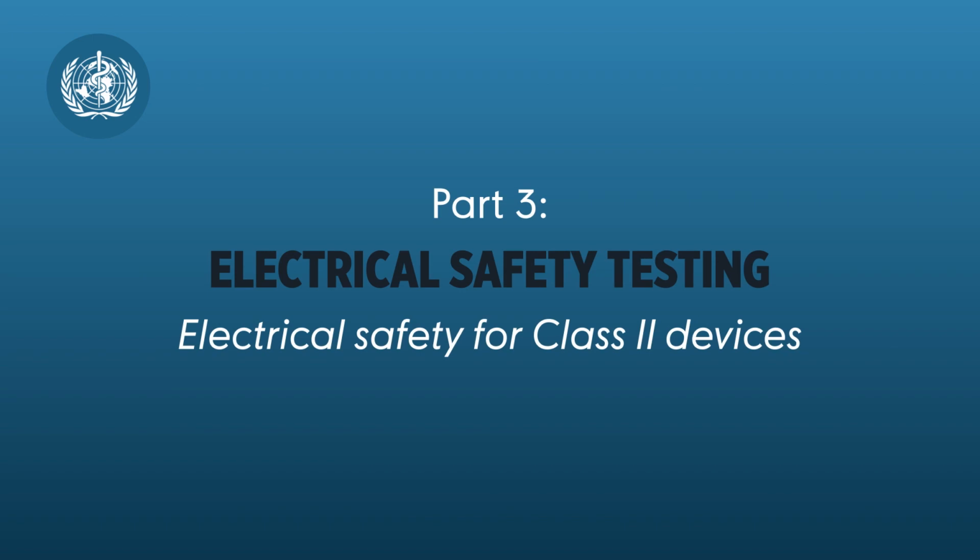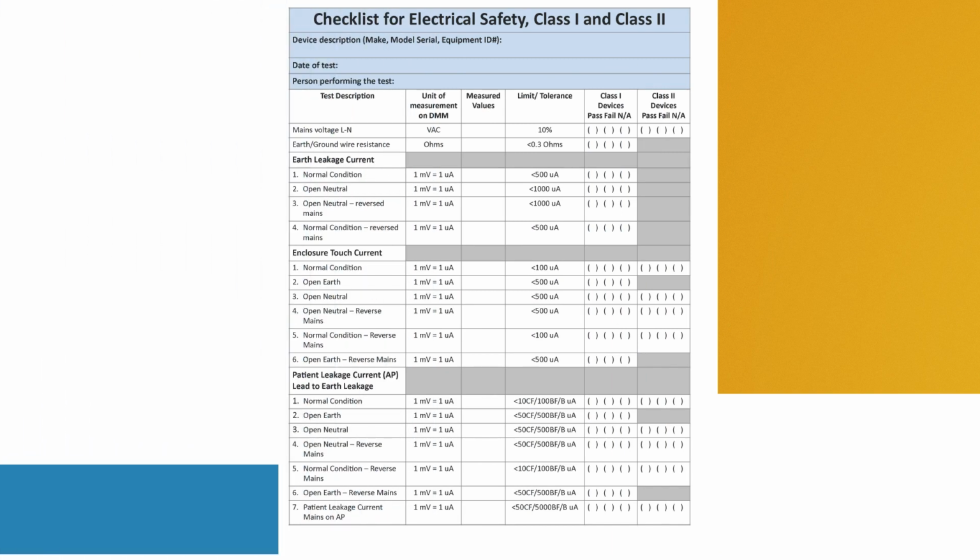Electrical safety for Class 2 devices. As mentioned previously, the test procedure is very similar for both Class 1 and Class 2 devices. The main difference is that for Class 2 equipment, single-fault open earth tests are not required. Therefore, the checklists also indicate which tests can be run for a Class 1 and Class 2 device, respectively. You'll notice that, for Class 2, tests involving earth have been removed from the checklist.